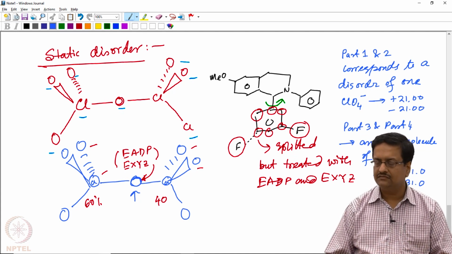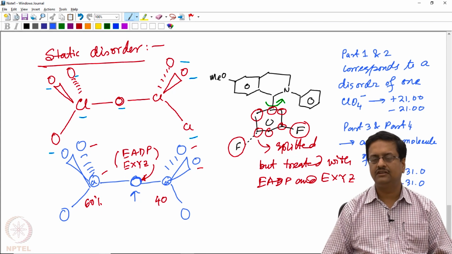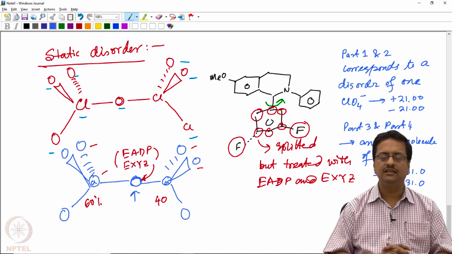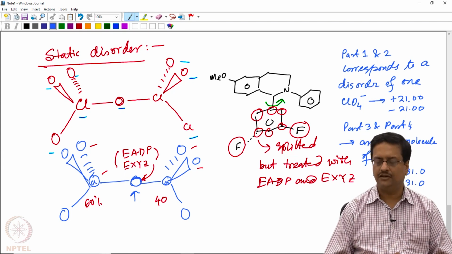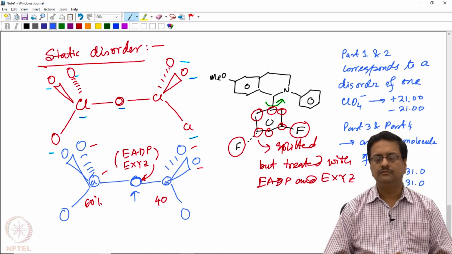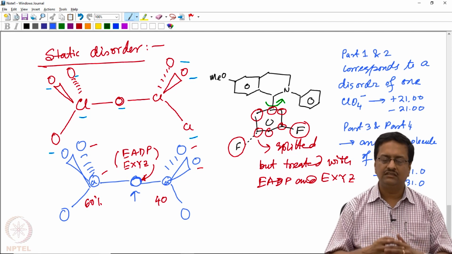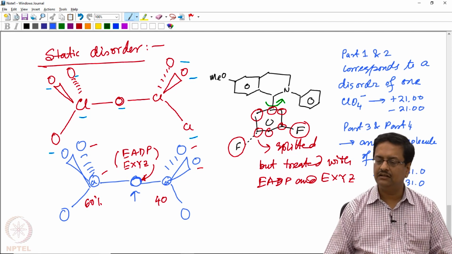So in today's class, we have discussed the treatment of disordered molecules, how to handle these disordered structures using the refinement software. In the next lecture, we will try to show you one such disordered structure treatment in reality.